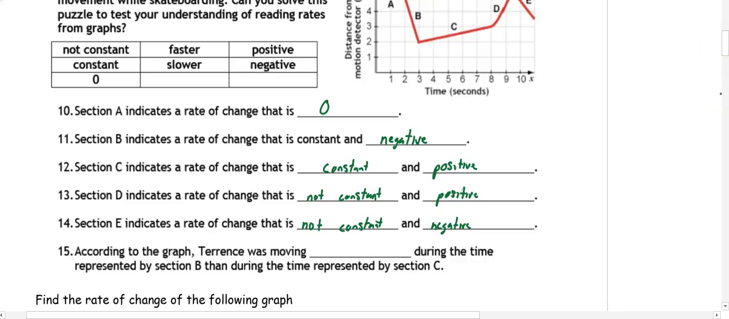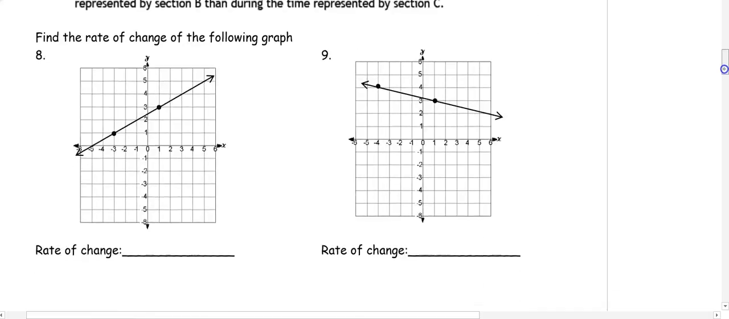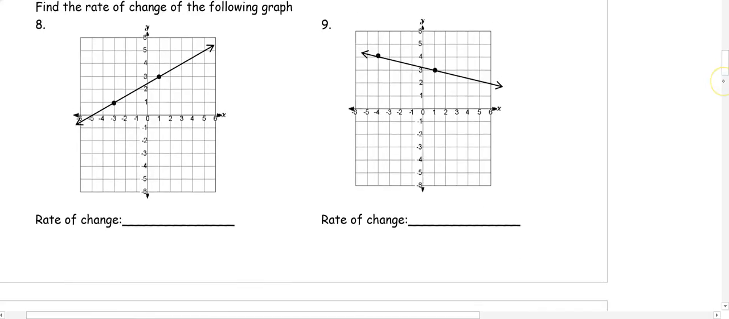According to the graph, Terrence was moving blank during this time represented by section B than the time represented by section C. So B is a really steep line, C is kind of a flatter line. So we're going to see that he was moving faster during section B than he was in section C. So let's practice finding the rate of change of graphs.